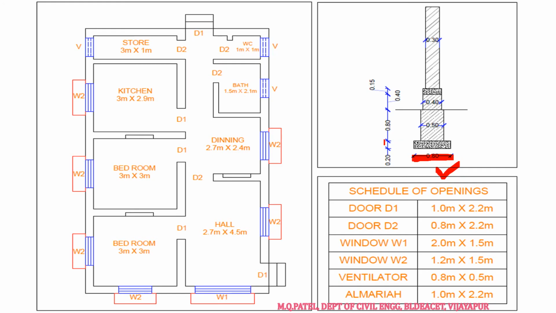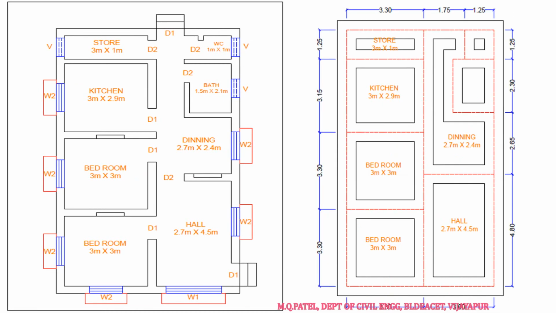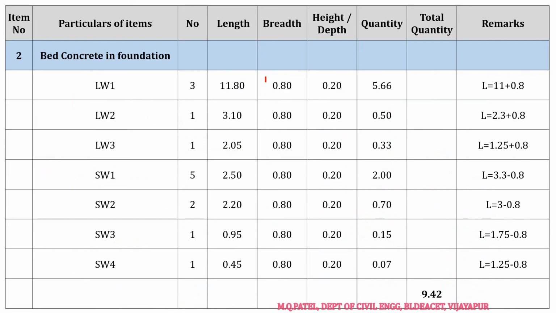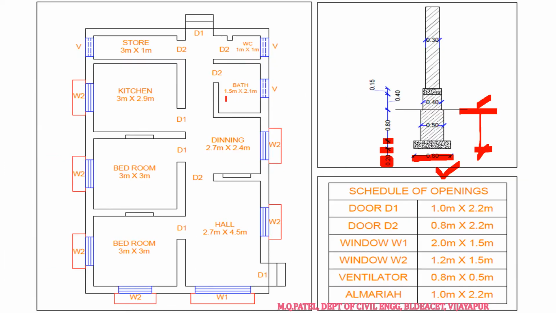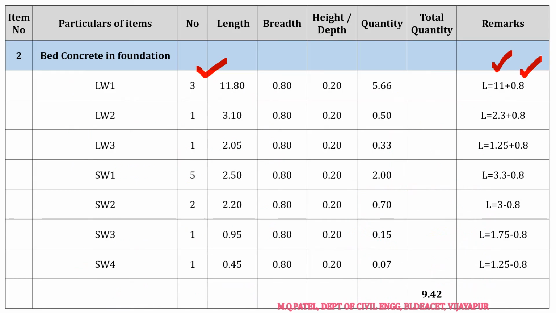Only what will be the change now? If you see the depth of the bed concrete, we have to take it as 0.2, whereas the depth of excavation was 1 meter. Only that will be the change, right? Again the same thing we had calculated: long wall 3 numbers, that means this wall and this wall, 3 numbers, correct? Center to center length we had already calculated as 11 meters. In the long wall we add 0.8 by 2 plus 0.8 by 2, that is 0.8, so therefore it is 11.8.